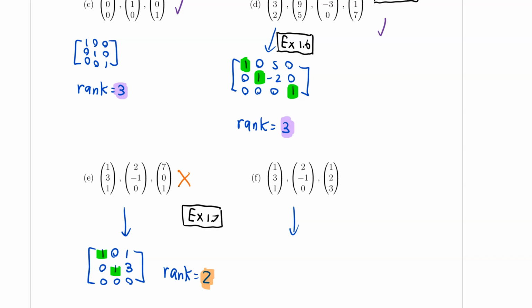But for the last one, the reduced row echelon form is just the identity matrix, and the rank of this one is going to be 3. So the rank of this matrix is 3. Let me actually do this in blue. The rank of this matrix is going to be 3. So I can conclude that these 3 vectors are going to span R^3 for sure.